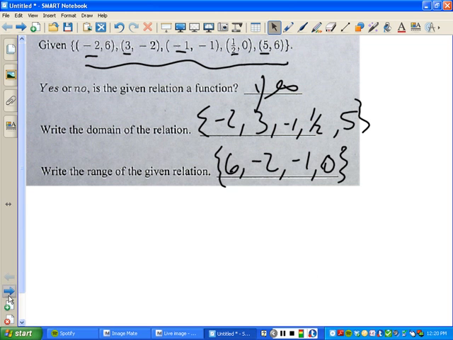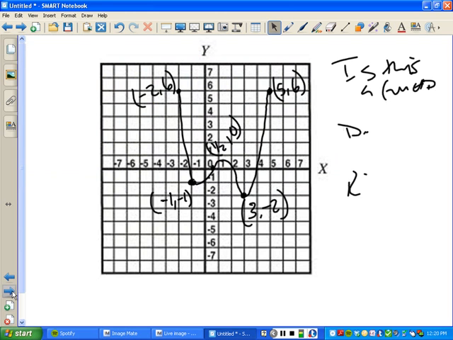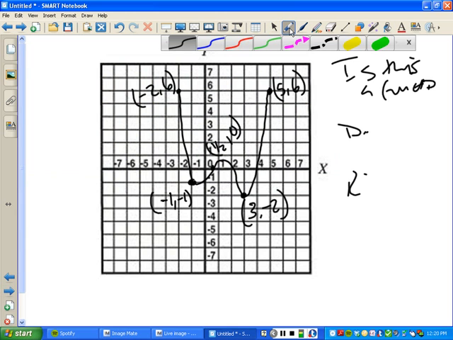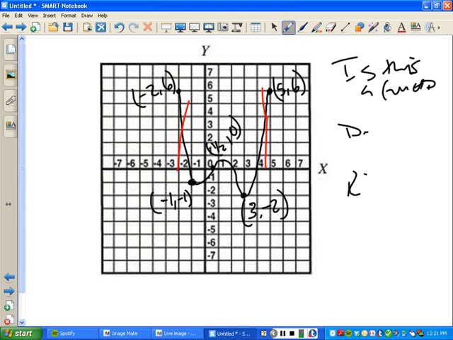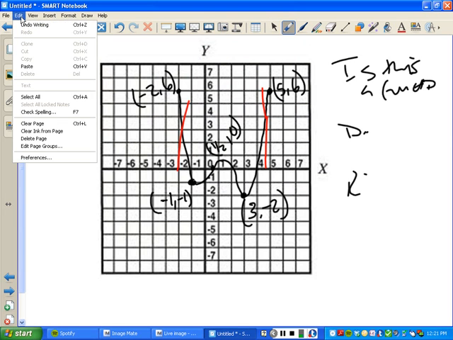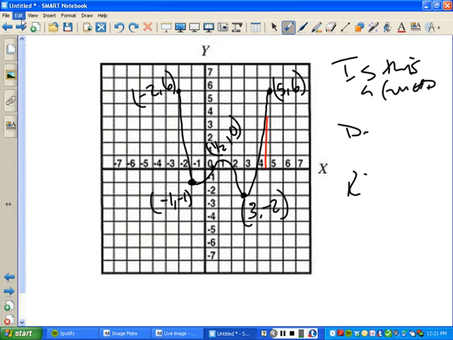Is this a function? Now, how do you tell if a graph's a function? It has to pass what? It's got to pass the vertical line test. So as you draw vertical lines, does it hit this graph in only one spot? And the answer is yes. Vertical line hits in one spot. It's not exactly vertical, but it gets the job done. All vertical lines hit in one spot. So is this a function? The answer is yes, it is.